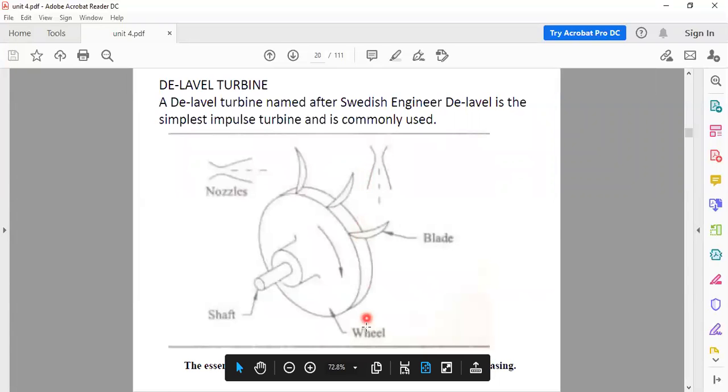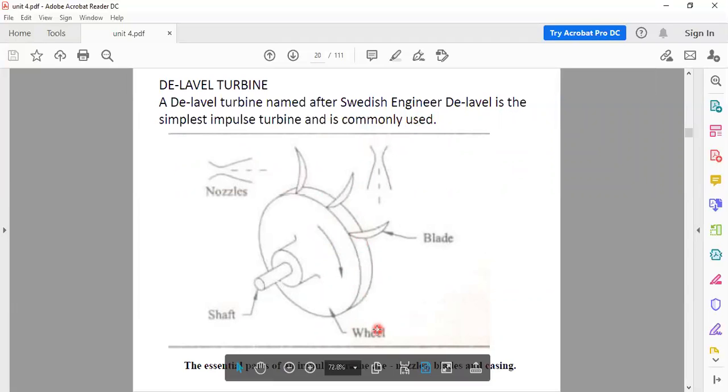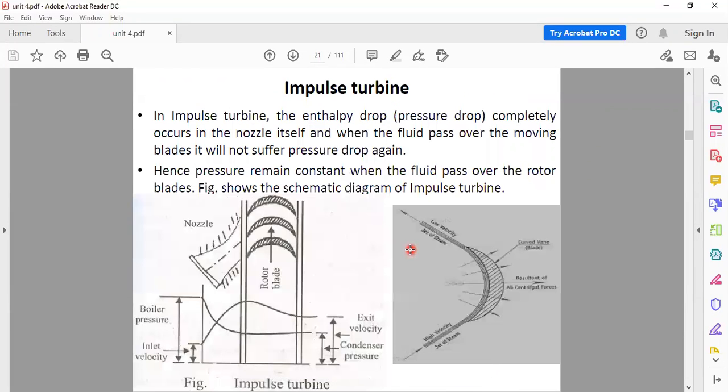The de Laval turbine is shown in this figure. A de Laval turbine, named after the Swedish engineer de Laval, is the simplest impulse turbine and is commonly used. The essential parts of an impulse turbine are nozzle, blade and casing. See, this is the wheel, this is the shaft, this is the nozzle and this is the blade. We know already.